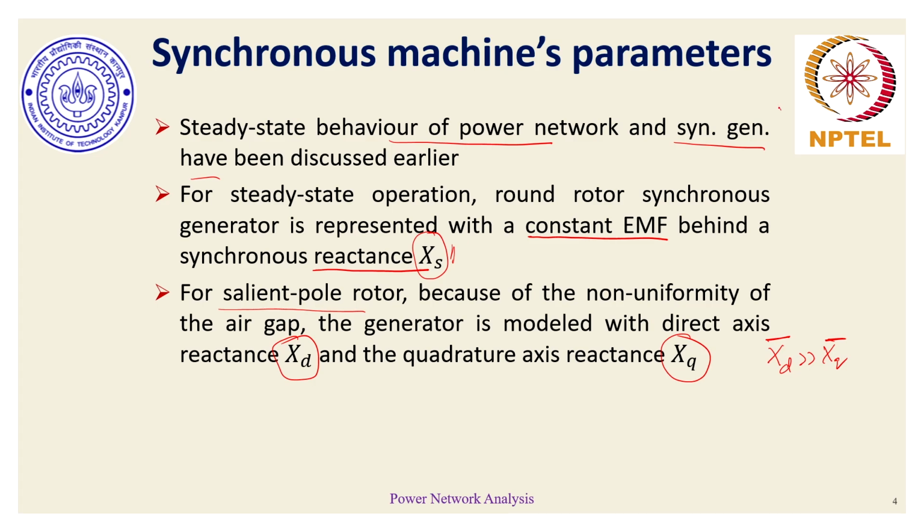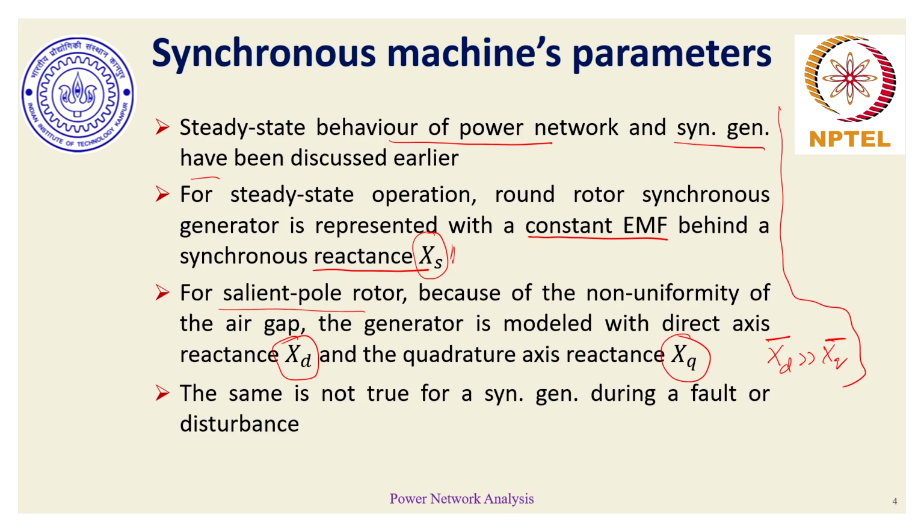All these discussions which we had about the steady state operation won't be true in the event of a fault, or for that matter, during a disturbance which is happening just at the terminal of a synchronous generator. If we understand why this steady state behavior is no more applicable for a disturbance or a fault for a synchronous generator, we can also extend this discussion for a fault or disturbance happening elsewhere in the power network also.